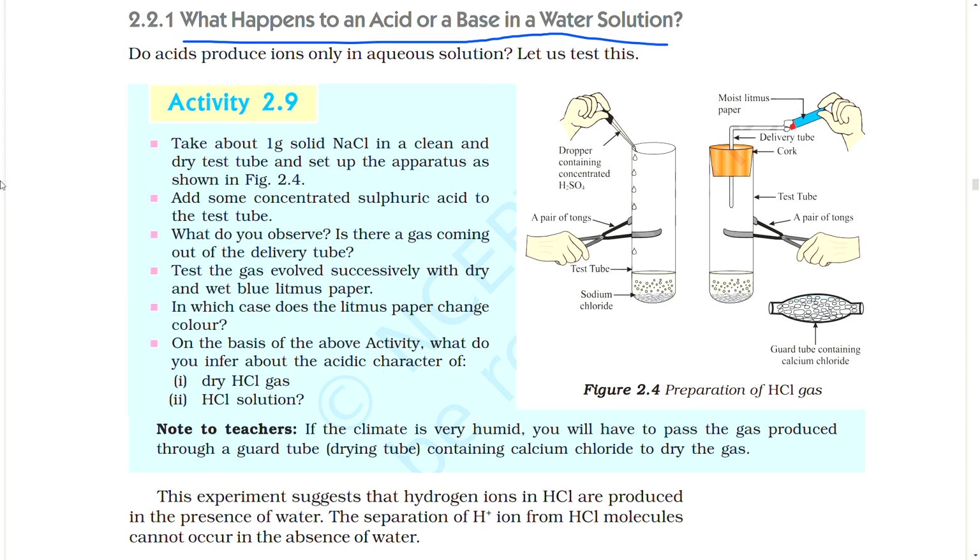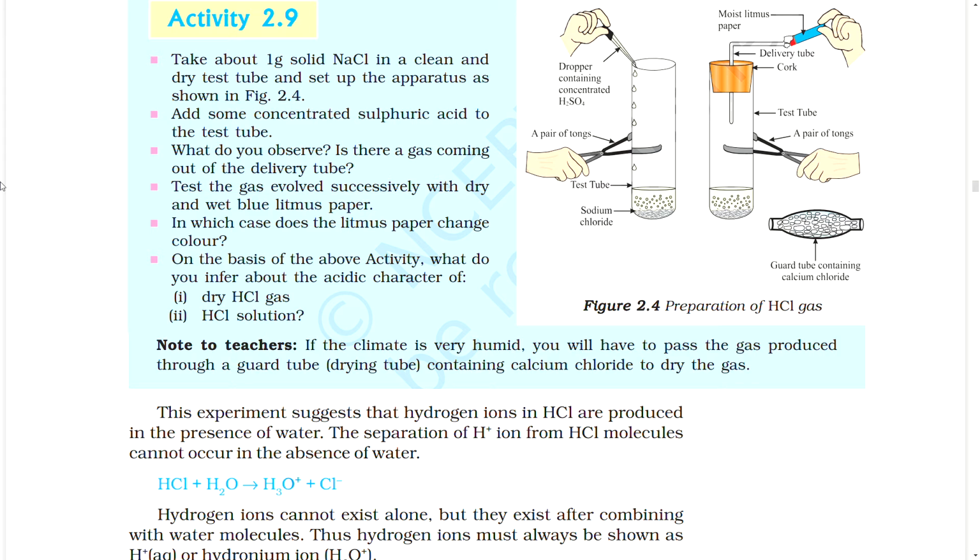On the basis of the above activity, what do you infer about the acidic character of 1. dry HCl gas, 2. HCl solution? Comment on this. Note to teachers: if the climate is very humid, you will have to pass the gas produced through a guard tube, a drying tube containing calcium chloride, to dry the gas.